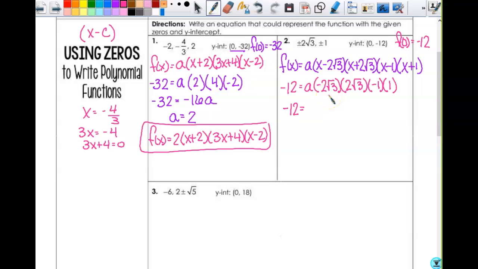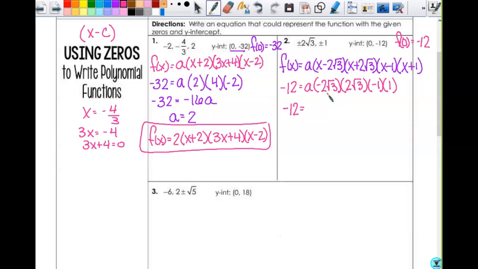Anybody? What's a negative times a negative? Positive, so it's going to be positive. So I can ignore my signs, which means this 1 times 1 doesn't really mean anything, and I just need 2 square root of 3 times 2 square root of 3. So what's 2 square root of 3 times 2 square root of 3? Exactly. Anybody else?